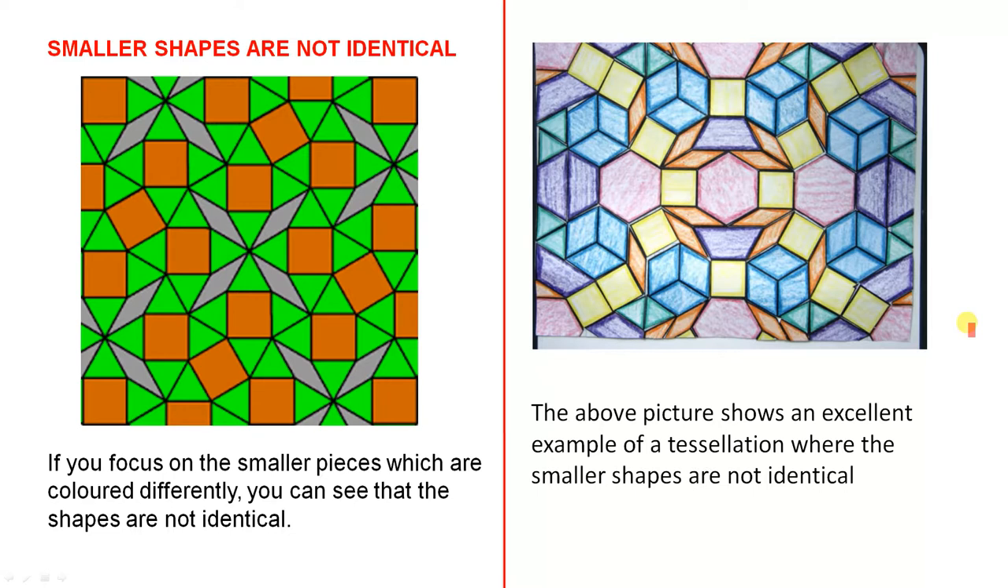Smaller shapes are not identical. If you focus on the smaller pieces which are coloured differently, you can see that the shapes are not identical. The above picture shows an excellent example of a tessellation where the smaller shapes are not identical.